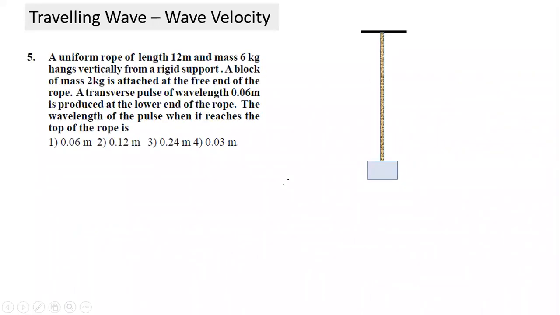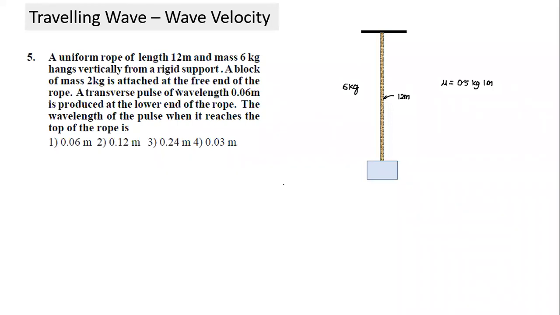Let's look at the next question. There's a uniform rope of length 12 meter. Let's say this is the rope here. The length of the rope is 12 meter and the mass is 6 kg, which basically means mu is equal to 0.5 kg per meter. It hangs vertically from a rigid support.